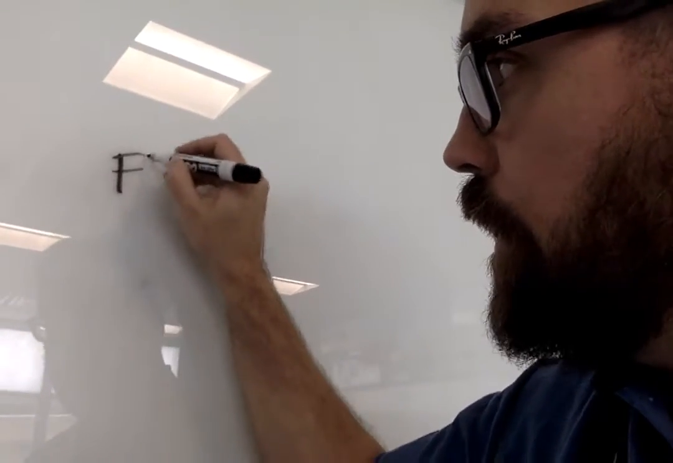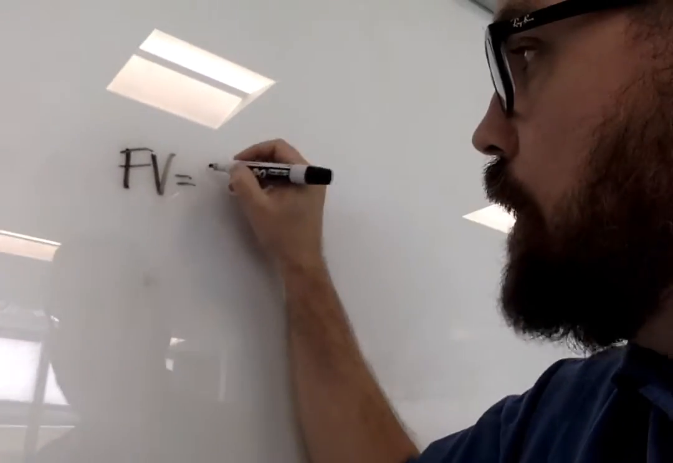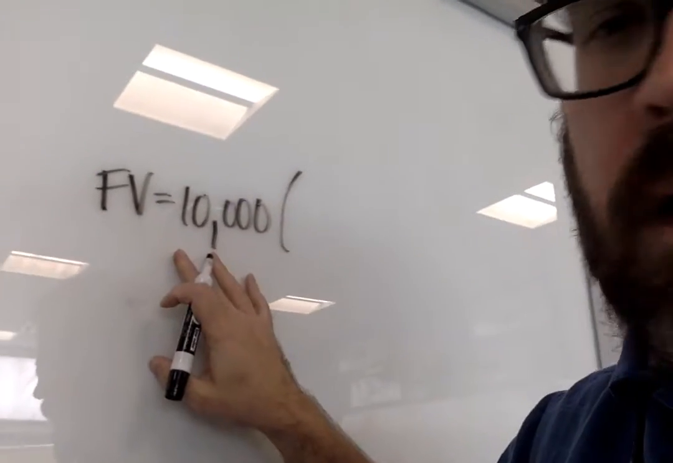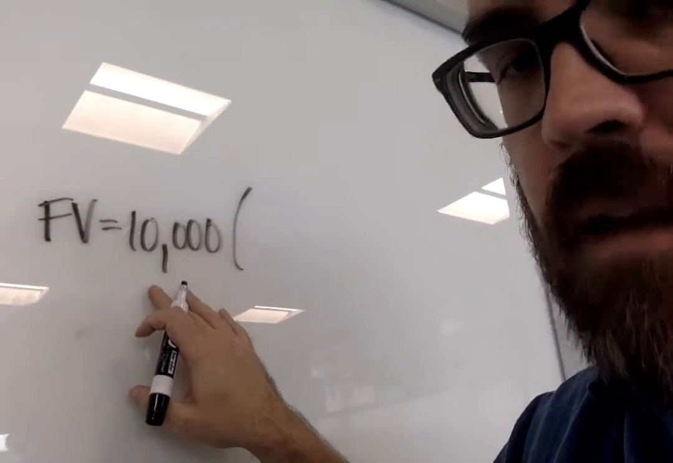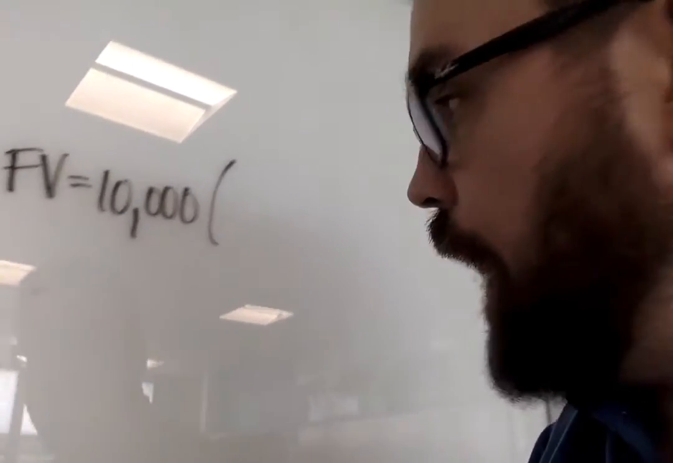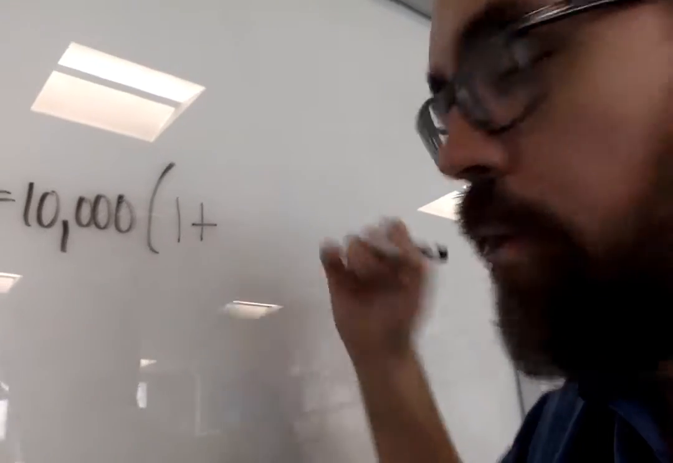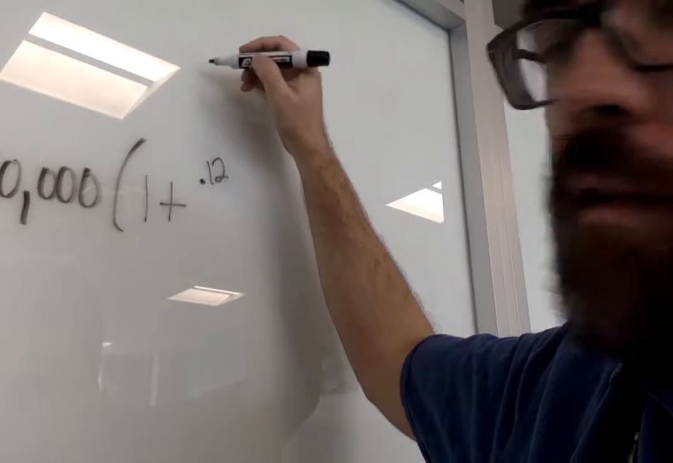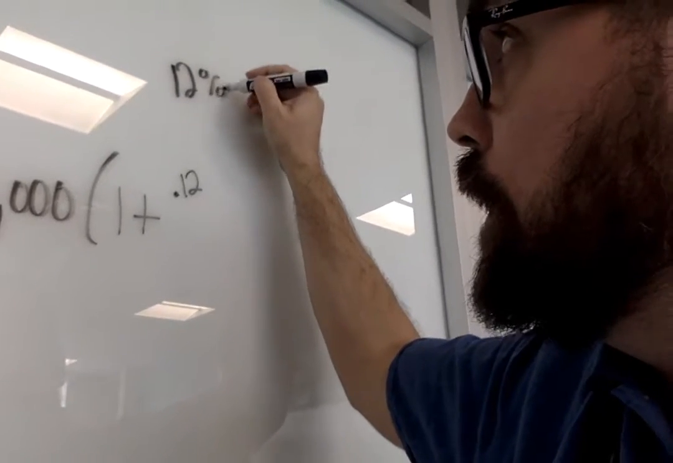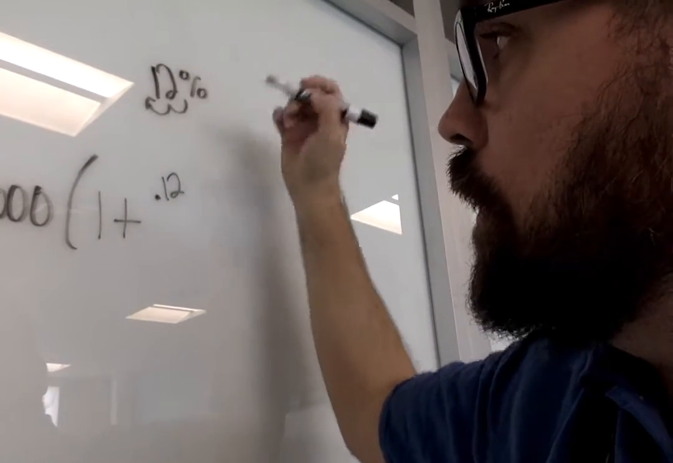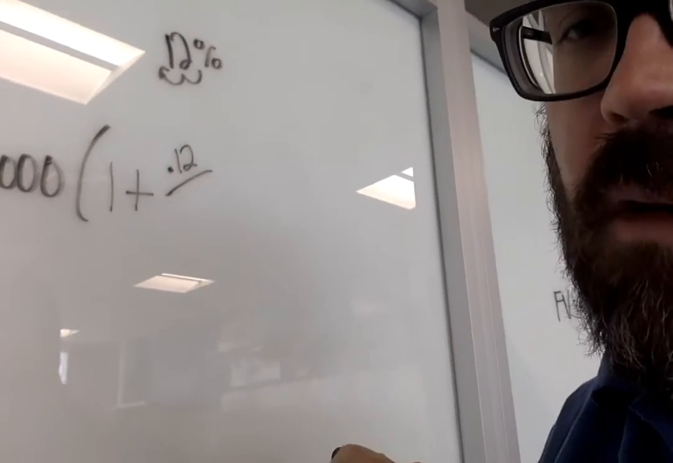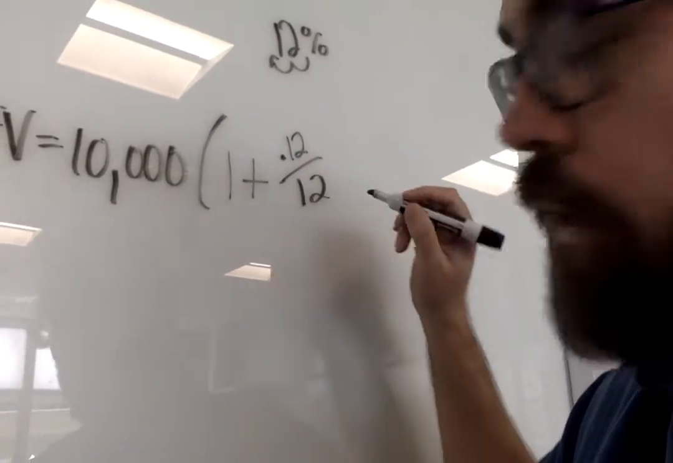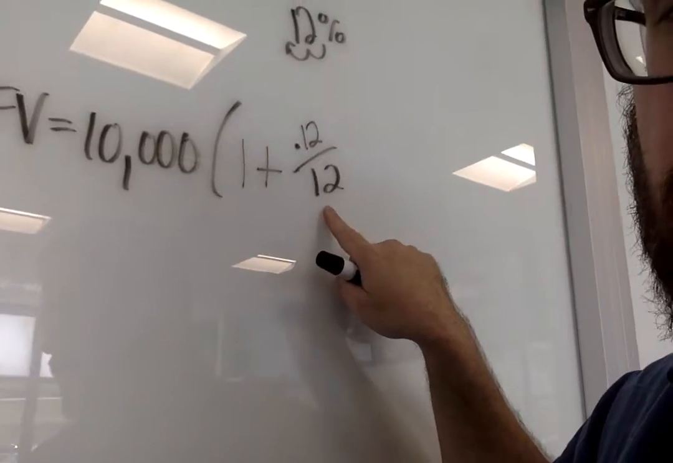So let's do future value is equal to, and let's do a $10,000 investment. Okay, let's say for 5 years you'd save $2,000 a year, and now you're ready to go invest that. Okay, so we've got the 1 plus, and let's say we earn 12%. And again, that's 12%, so we go 2 decimal places over, and that's how I get that into decimal form. Okay, and now let's say that that's going to compound monthly.